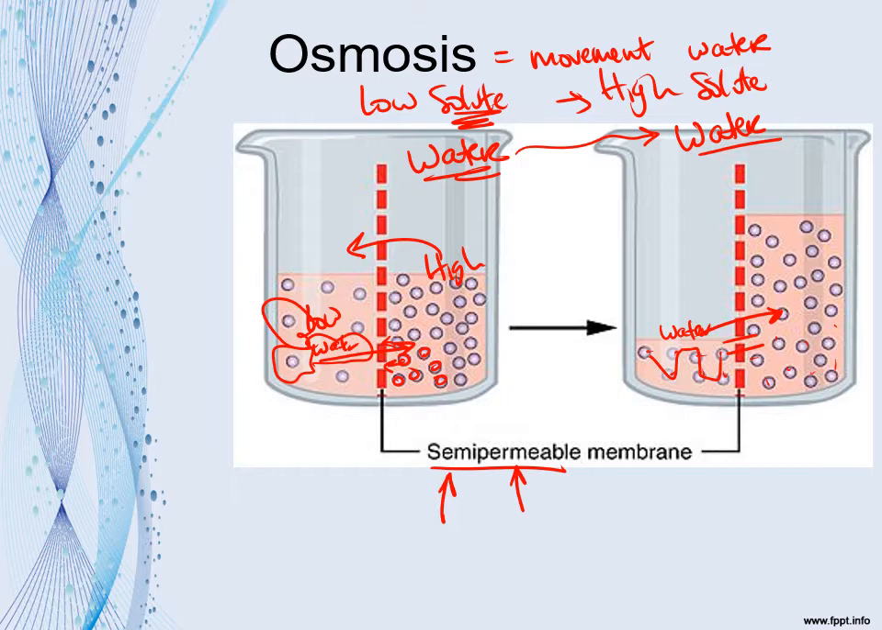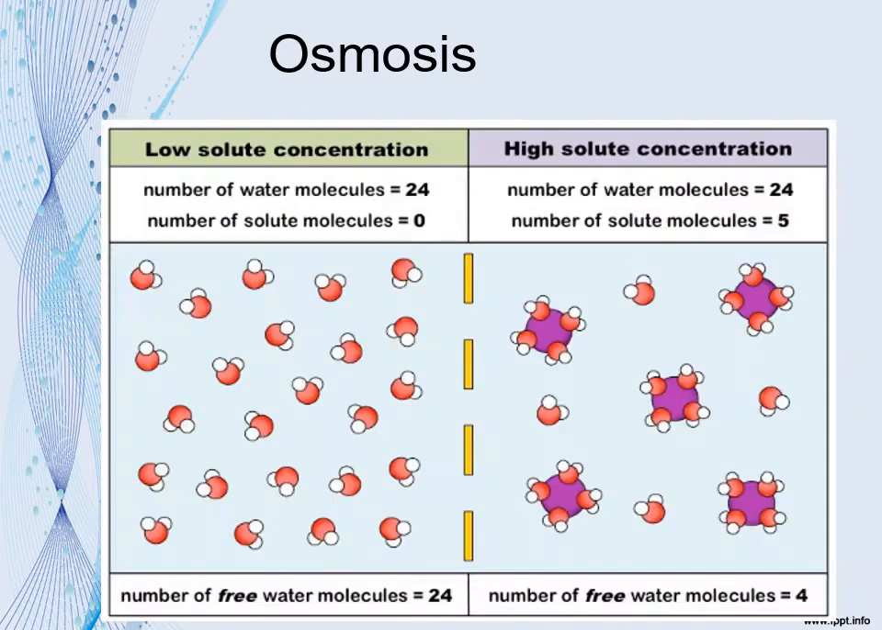Here's another image showing that, there it goes, where we're moving from low solute concentration. Here it's so low it's 0, and we have lots of water molecules. Over here I have high solute concentration, those purple guys, and then my water molecules move across that semi-permeable membrane until we dilute these molecules a little bit better.